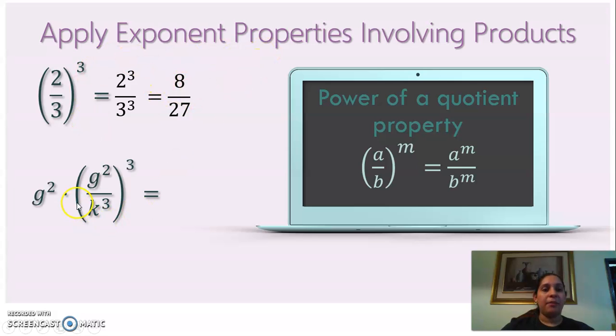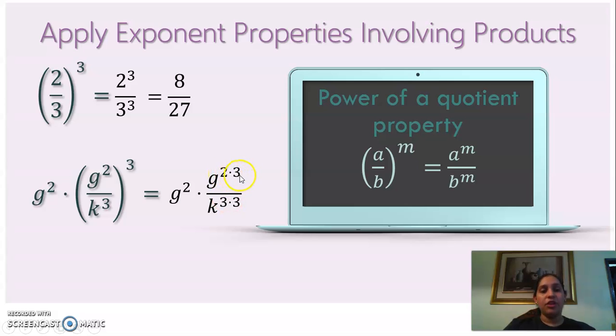Well, I'm going to do another example: g raised to the second power times g raised to the second power over k raised to the third power, all raised to the third power. So I apply my property that tells me that the exponent outside the parentheses, I need to apply it to everything inside the parentheses. I apply it, and I'm going to have g raised to the second power times 3, because I multiply my 2 with the 3, and the k raised to the third power times 3, because I applied this to the k.